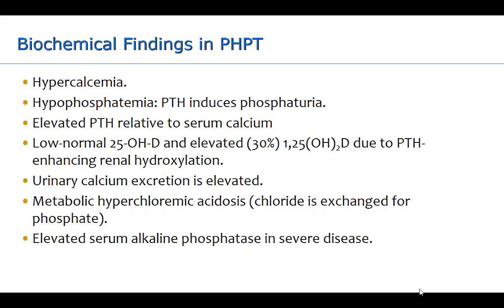And serum alkaline phosphatase, in severe disease. This is released from the bone when it is resorbed, and when there is too much bone resorption, you can have elevated serum alkaline phosphatase levels in the blood as well.